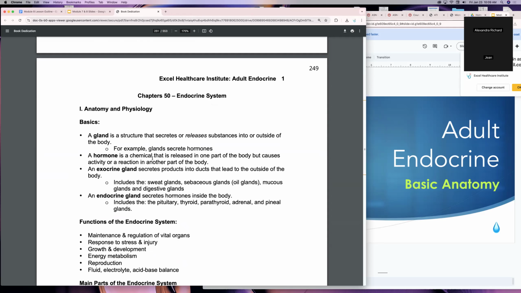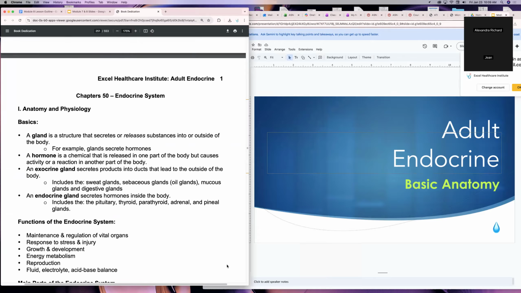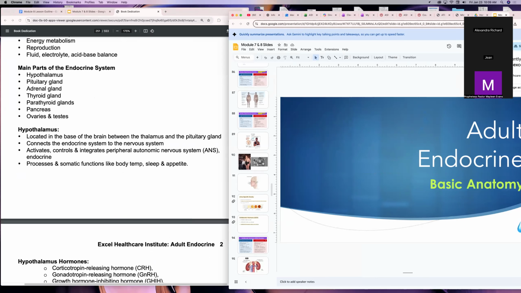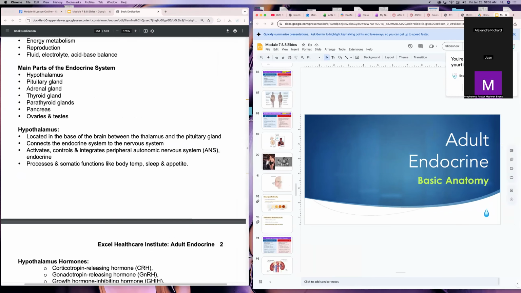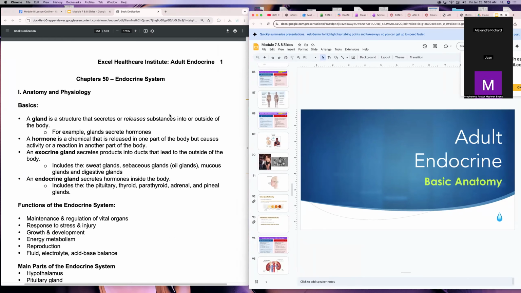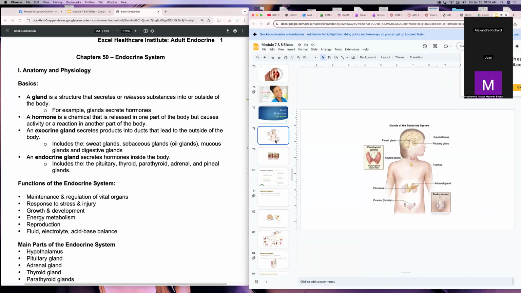So, endocrine, the beginning of the chapter starts with a basic review of the anatomy. So, let me share the screen with you here. So first up is we're talking about the endocrine system.